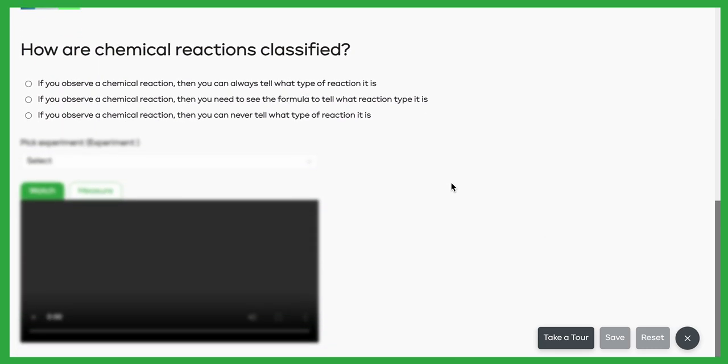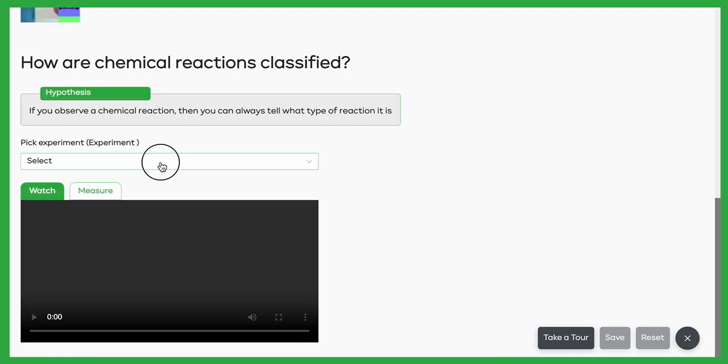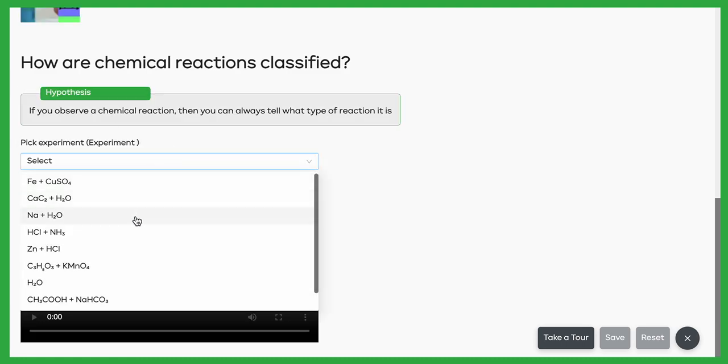So first, we want you to pick a hypothesis to test. If you observe a chemical reaction, can you always tell what it is? Do you need to see the formula to know what type of reaction it is, or can you never tell what it is? Based on that, pick a hypothesis you'd like to test. I just picked one at random to show you how it works.